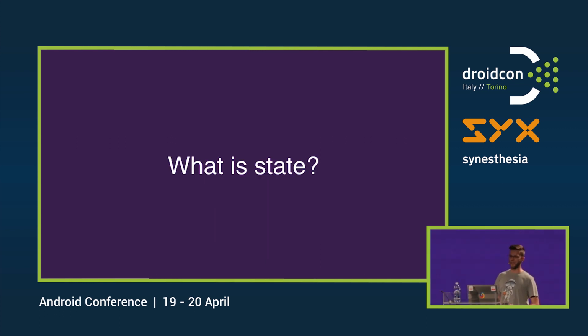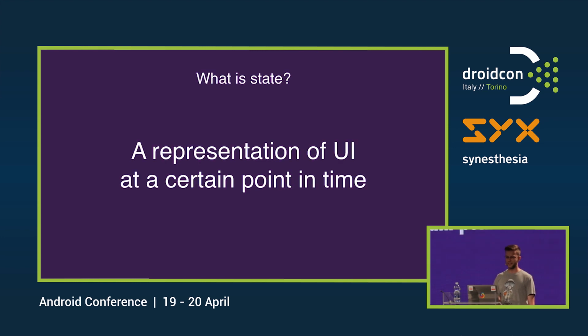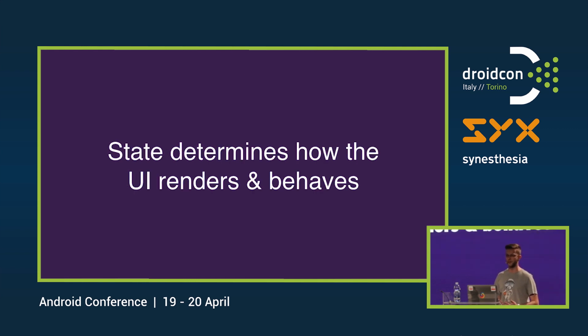So let's take a step back and actually talk about state. What I mean when I say state. To me, state is a representation of your UI at a certain point in time. It's what determines how your UI is going to render and how it's going to behave. Your state should be deterministic. A certain state should lead to a certain UI.